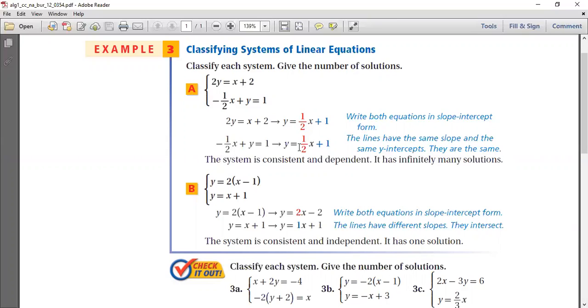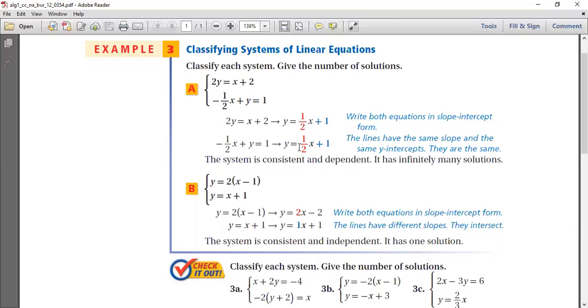So how do we get how many solutions each system has? It depends. If it is inconsistent, it has no solution. Inconsistent means the slopes are the same but the y-intercepts are different, which means the lines are parallel. So that means it does not have any solution.